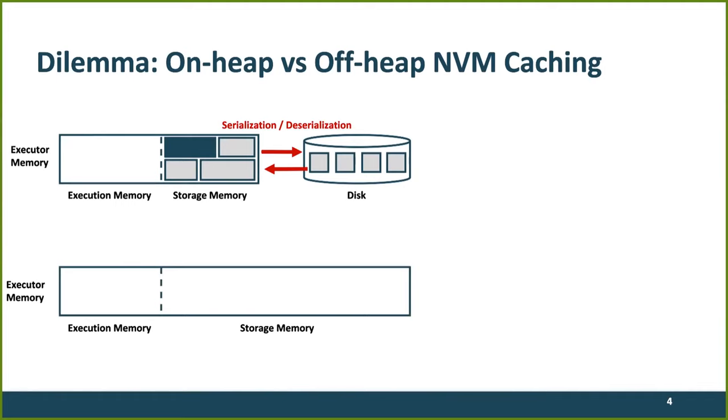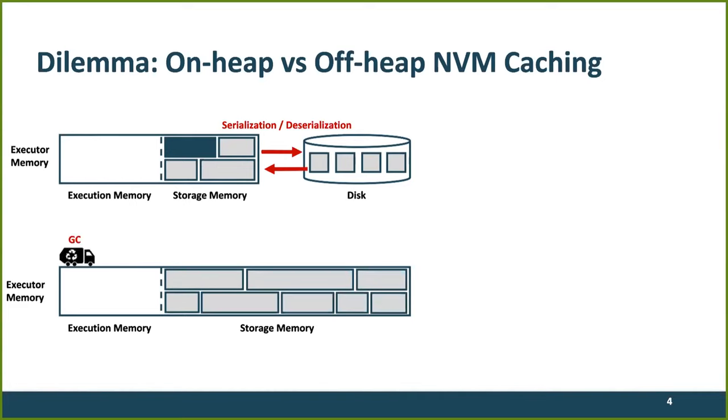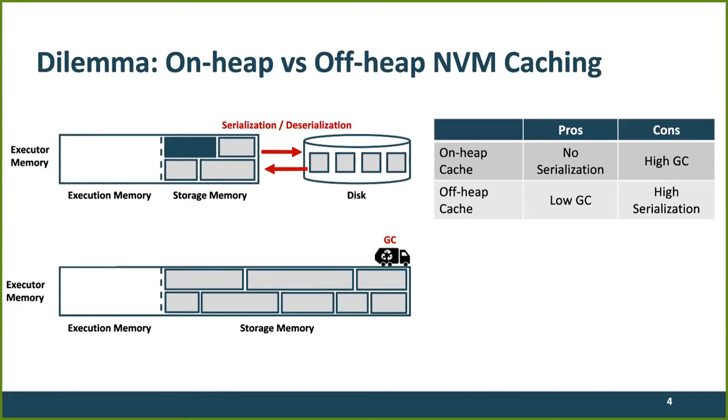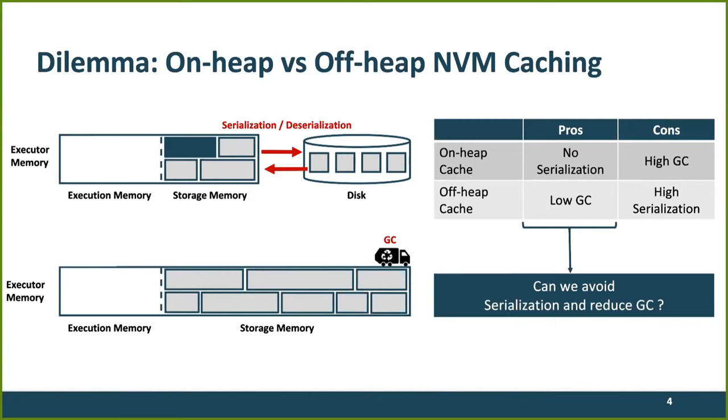On the other hand, using NVM, we can extend the JVM heap over DRAM and NVM. So now we have the executor memory, and we have a very large storage memory to locate all the cache data on heap. But this approach increases the garbage collection cost that occurs on every garbage collection cycle by traversing the cache data, which are alive objects in the heap. So we have two ways. We have on-heap caching that provides no serialization but high garbage collection cost, and off-heap caching that provides low garbage collection cost but high serialization cost. So can we avoid these two overheads, serialization and garbage collection?